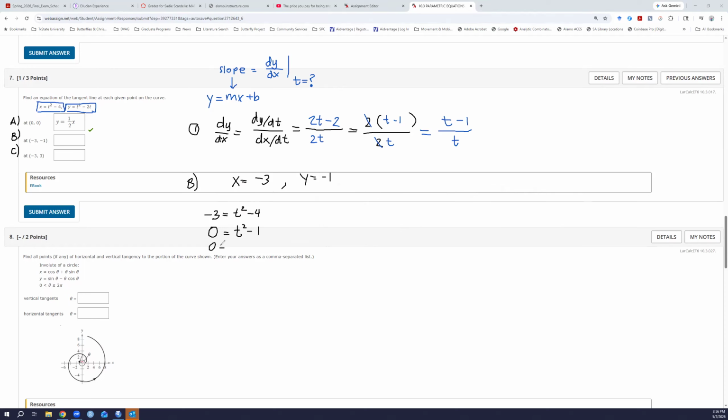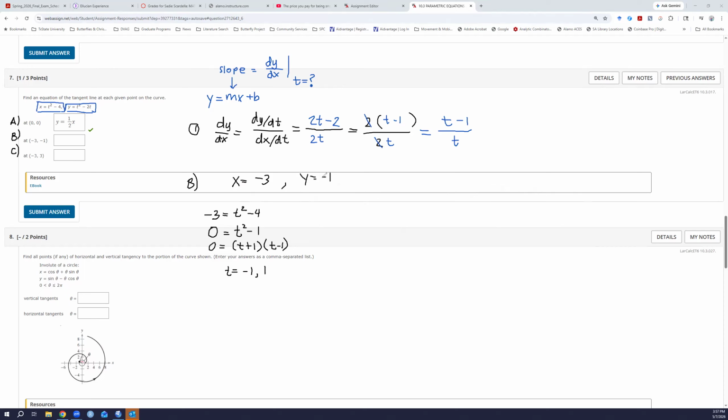So 0 is equal to t plus 1 times t minus 1. So our t values that we're going to use here are either going to be -1 or +1. Okay.